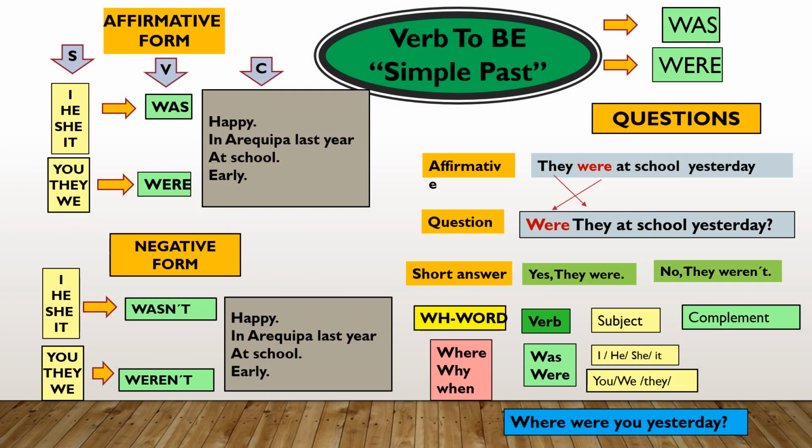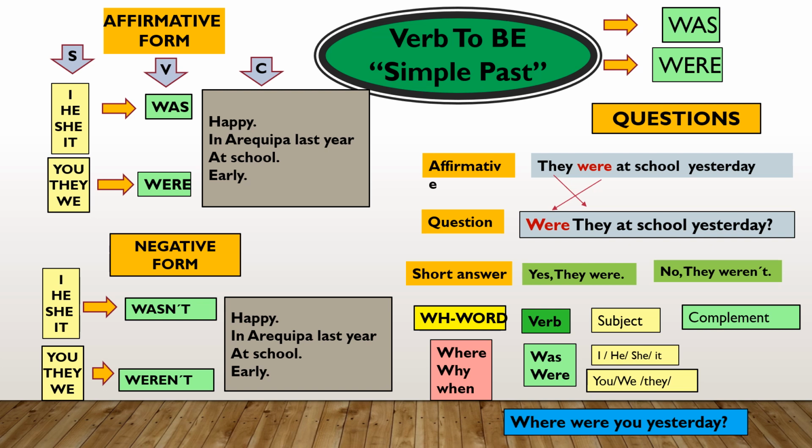Verb to be, simple past. Was and were. For affirmative sentences, you have to pay attention to the subject, verb, and complement. For the subjects I, he, she, it, you have to use the verb to be was. For example, I was happy. He was in Arequipa last year. She was at the school, or it was early. For the other subjects, you, they, we, you have to use the verb to be were, plural. You were happy. They were in Arequipa last year. We were at the school.